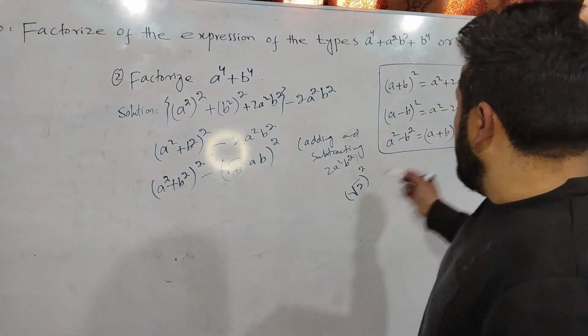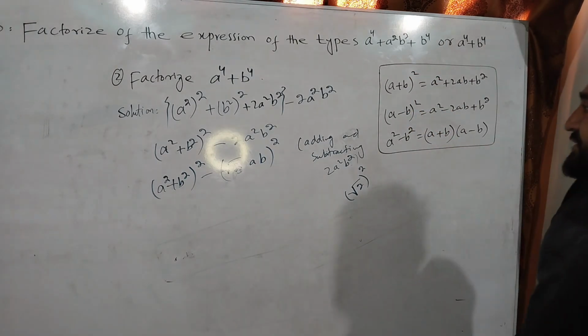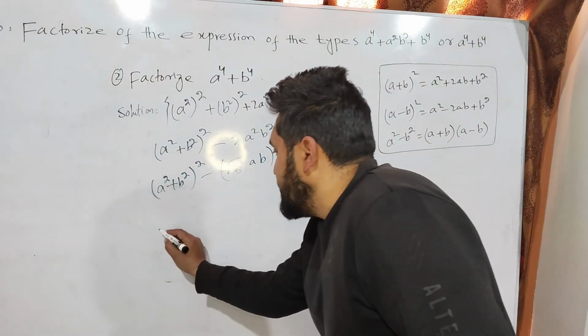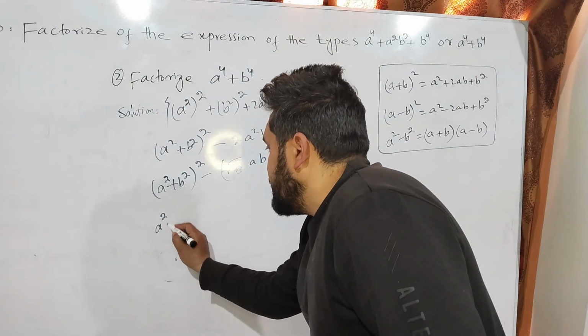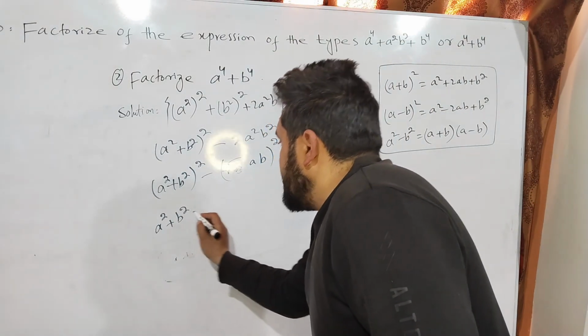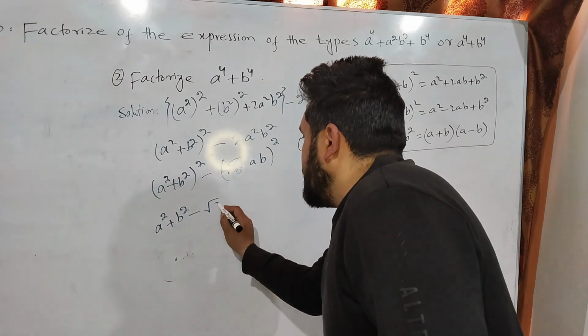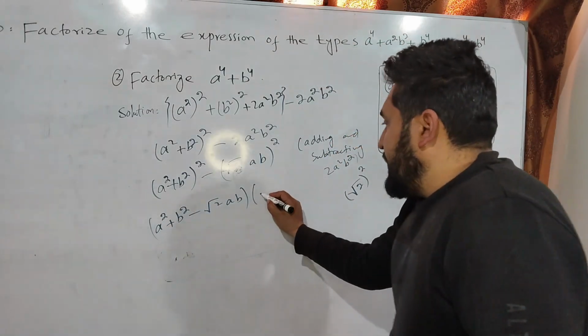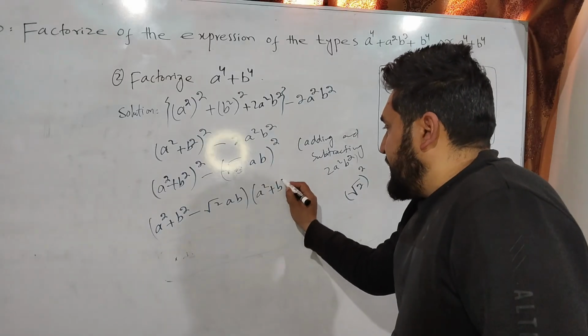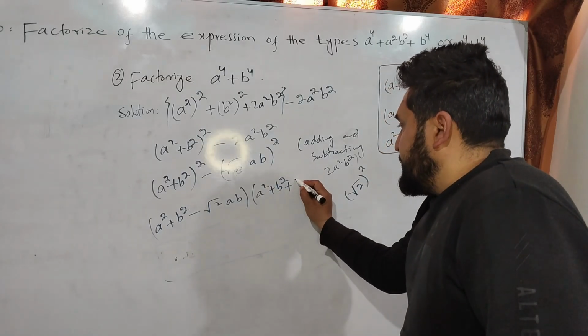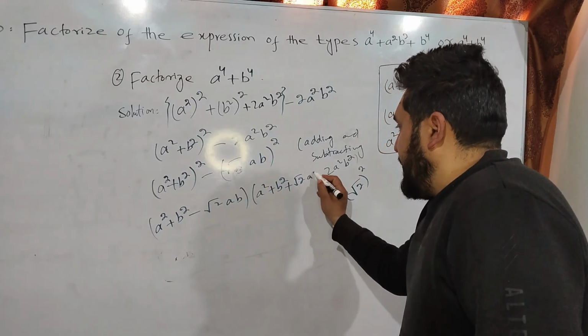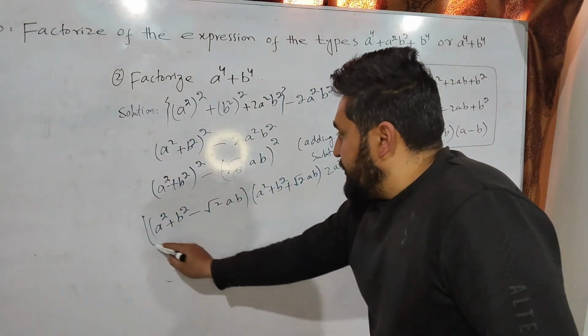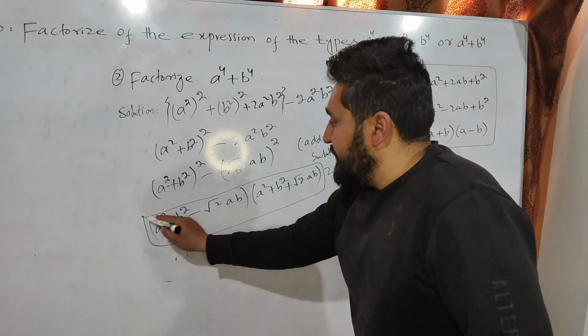So now we can use a third identity, that is a square minus b square. So use it. What is our a? Our a is a square plus b square. Our b is under root 2 ab. So what is our a? Our a is a square plus b square, and what is our b? Plus under root 2 a b. So this is our final result.